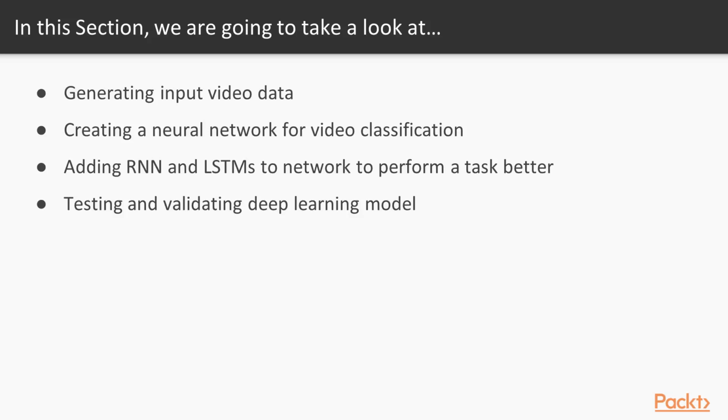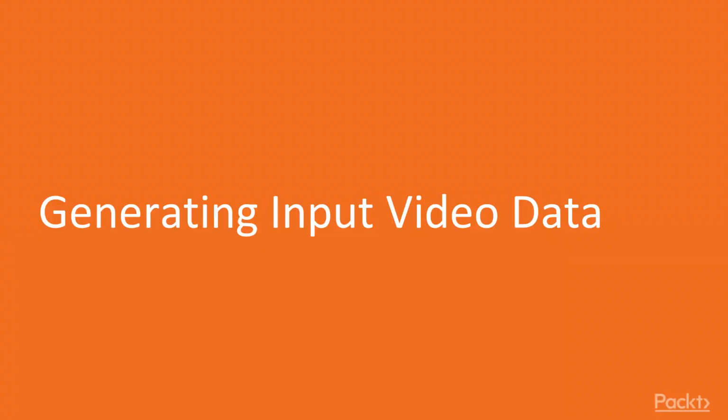This is not all that we need. Once we create a network, we need to enrich it by adding RNN and LSTMs to the network to perform the task in a better way. Finally, we'll be doing testing and validation of the deep learning model. And this is the first video, in which we'll be generating input video data.